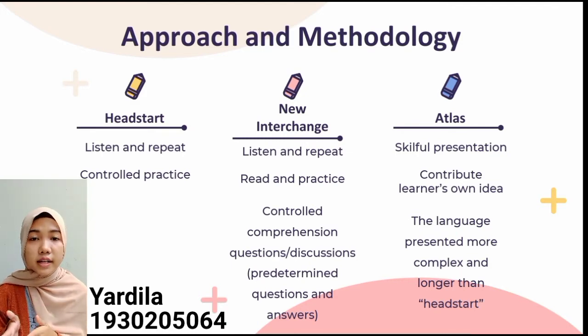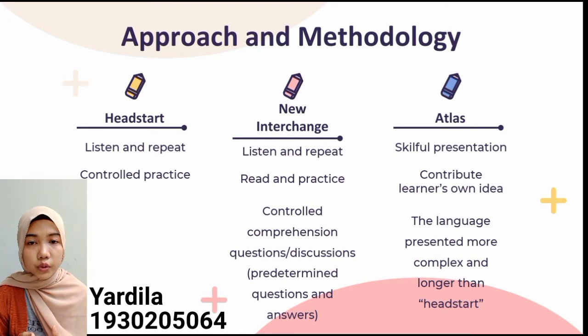In Head Start, half of the exercises only require the learner to listen and repeat, and the remaining exercises are mostly controlled practice. And then in New Interchange, just like Head Start, more than half of the exercises are listen and repeat, or read and practice activities. And the tests are tightly controlled comprehension questions or discussions with predetermined questions and answers. Meanwhile, in Atlas, the exercises are provided in a skillful presentation.